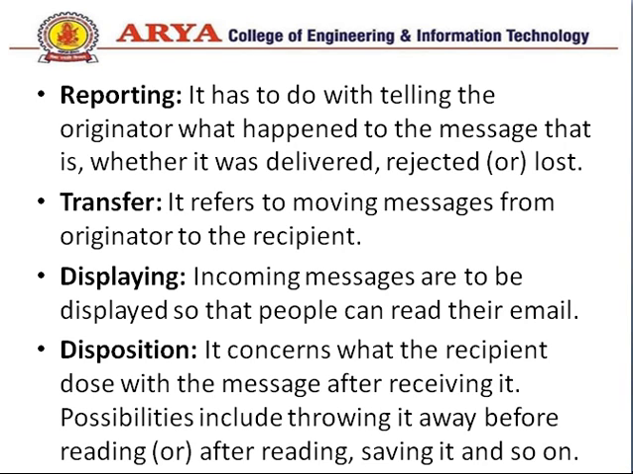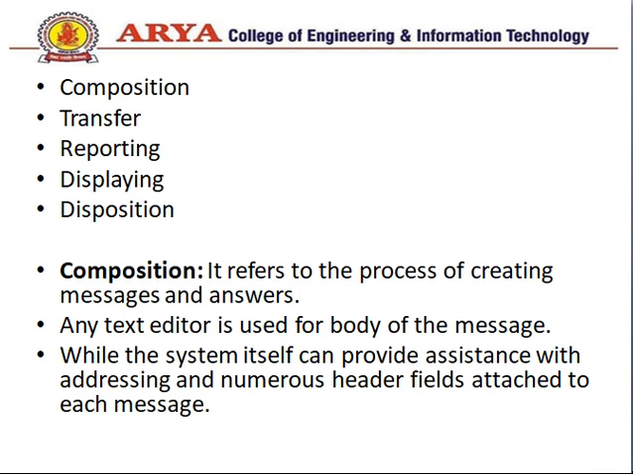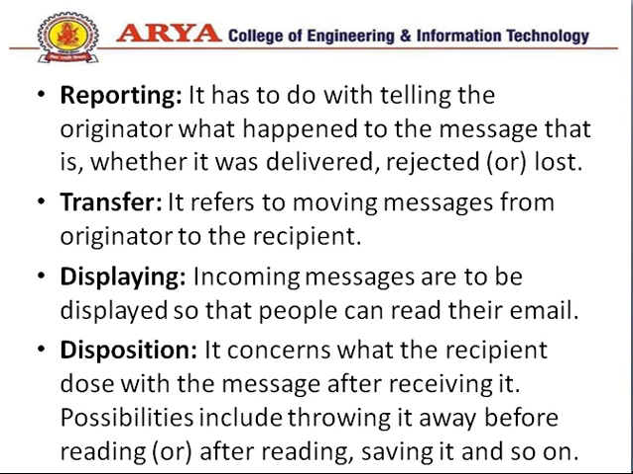Next is reporting. It has to do with telling the originator what happened to the message, that is, whether it was delivered, rejected, or lost. Reporting tells the user that his or her message has been delivered, rejected, or lost. Transfer refers to moving the message from the originator to the recipient. Displaying means incoming messages are displayed so that people can read their emails.